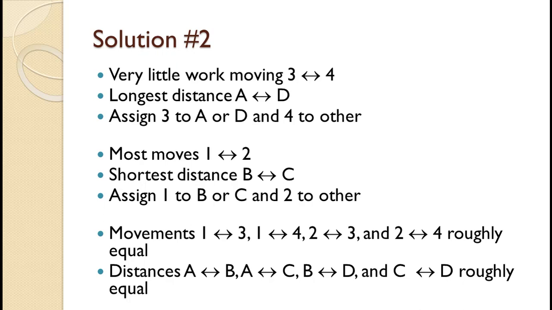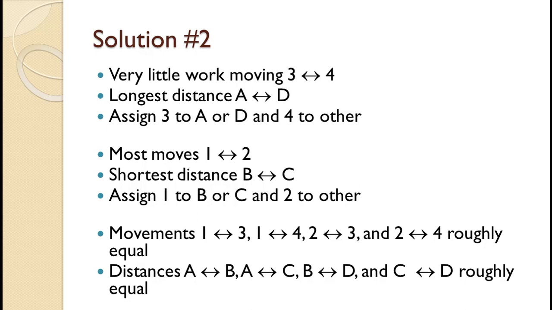The longest move is A to D, and the least amount of work flows between work centers 3 and 4, so it makes sense to assign 3 to either A or D and 4 to the other. The most amount of work flows between 1 and 2, dwarfing all the other moves. Locations B and C are the closest, so it makes sense to assign 1 to either A or B and 2 to the other.